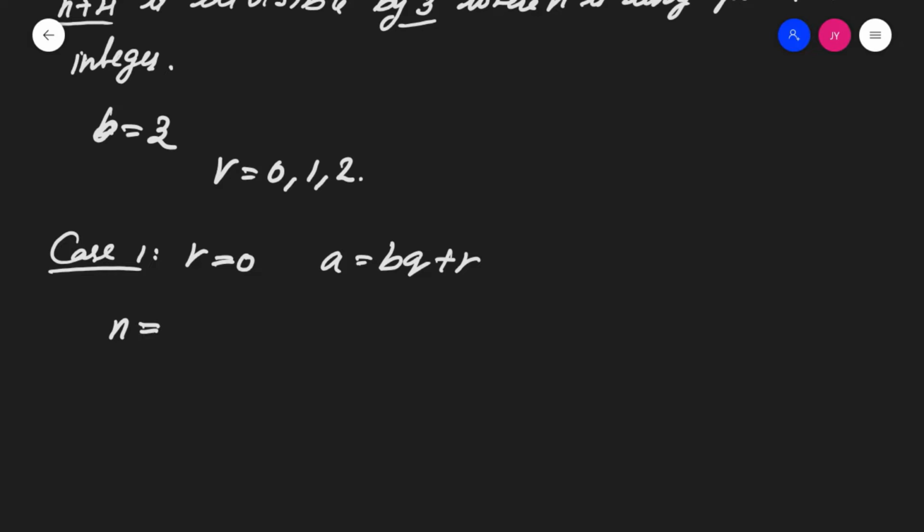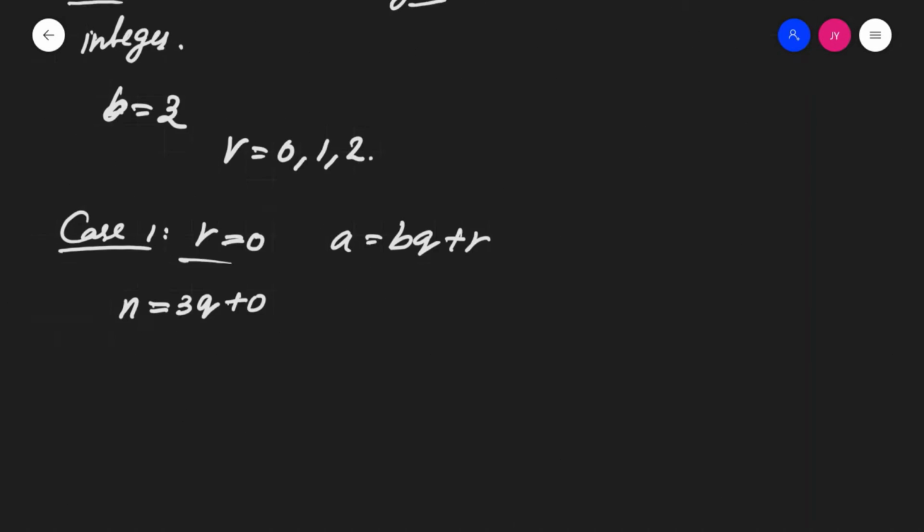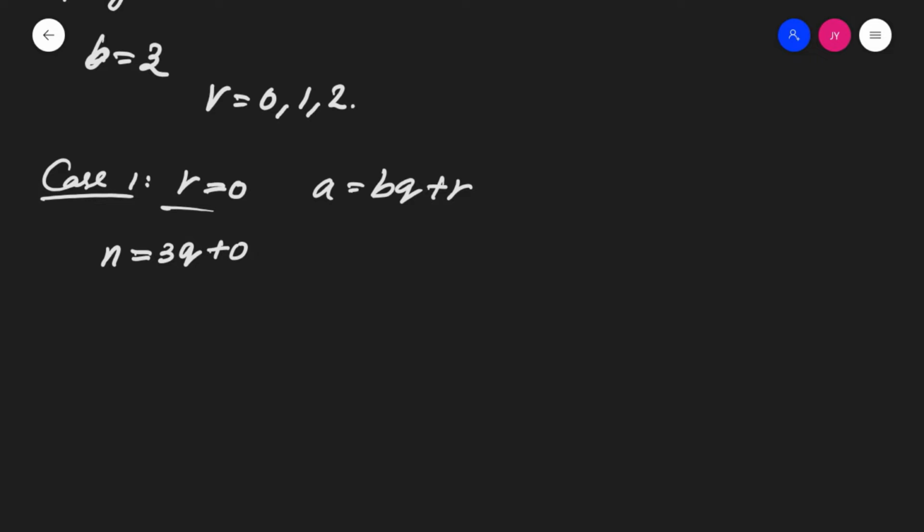Then n is equal to 3q plus 0, because r is equal to 0. They're told to check with n. So here a is going to be n. So 3q plus 0 is 3q.